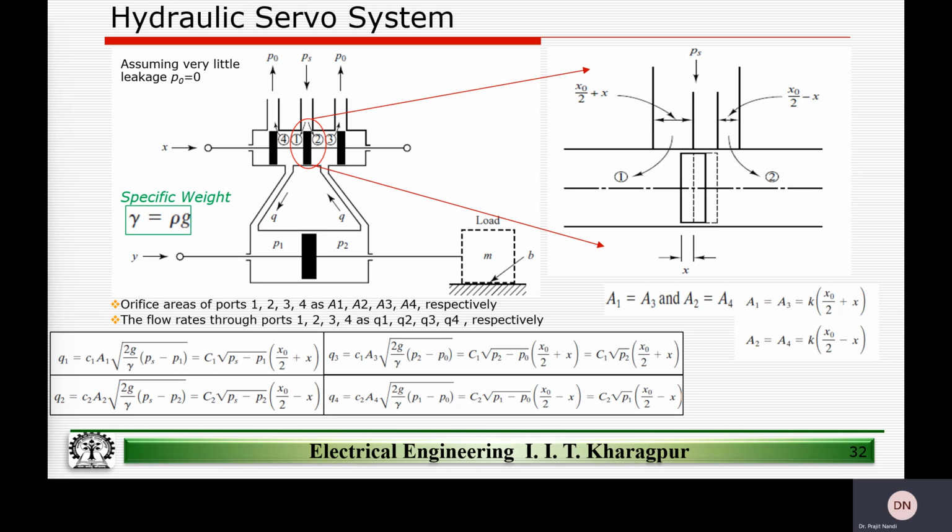Okay, so in the last class, we started discussing hydraulic servo systems, and then we got stuck at one point. We got stuck specifically on how Q1 becomes equal to Q3 and Q2 equal to Q4. So okay, this is the explanation.